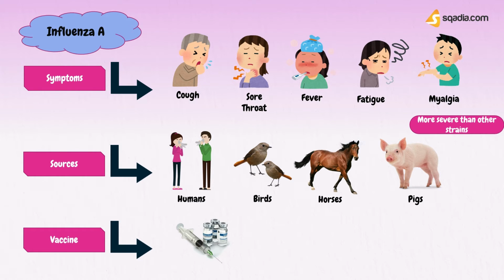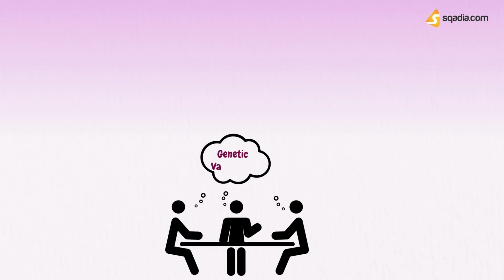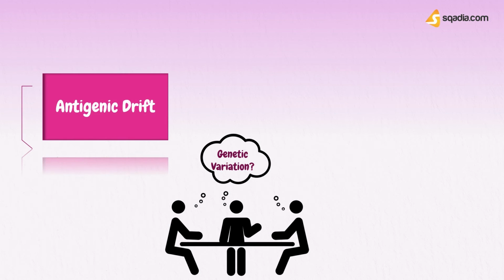Vaccines are effective against preventing widespread infection, but due to the ability of influenza to undergo genetic variation, epidemics and pandemics can occur. New vaccine variants are produced every year. You may be thinking, what is genetic variation? The influenza virus undergoes 2 types of genetic variations.